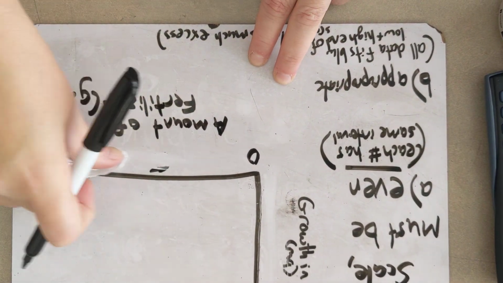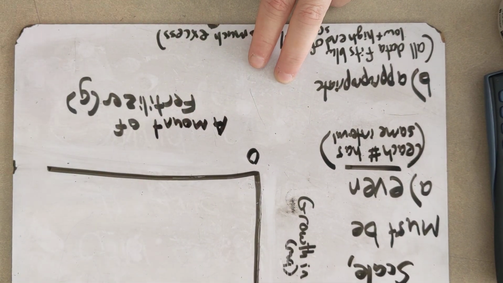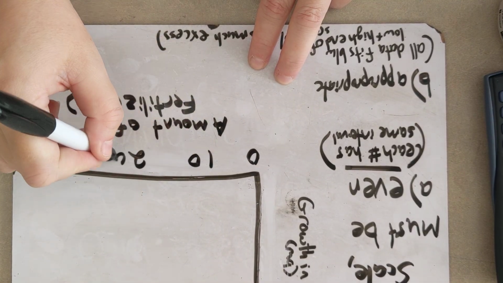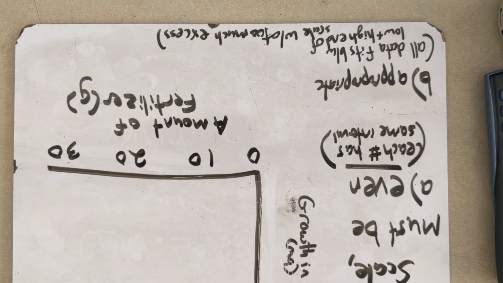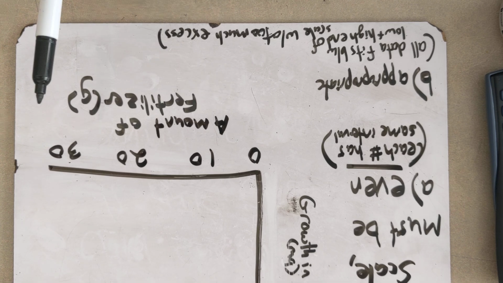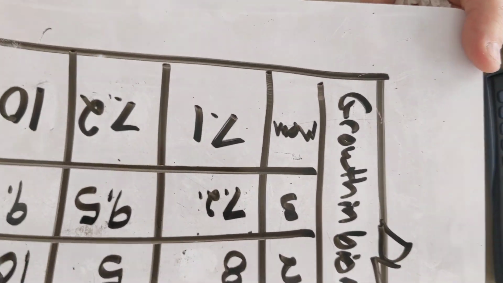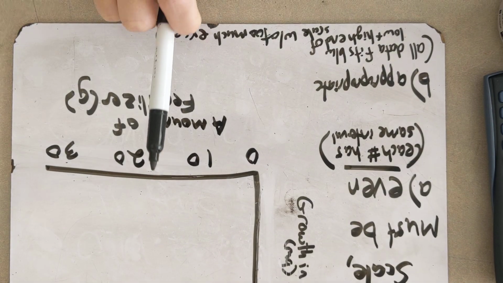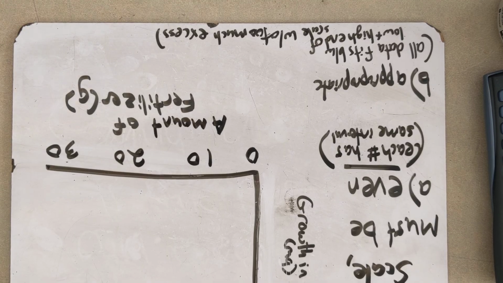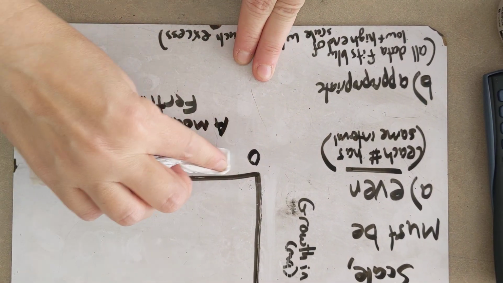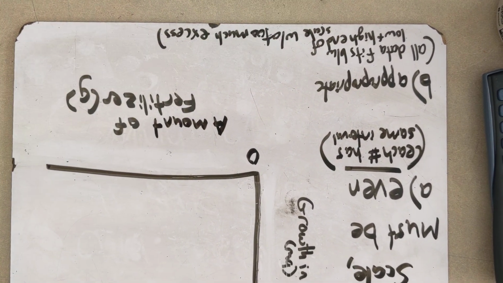Okay, so then what if I went by tens? 0, 10, 20, 30. That is, okay, cool, I can fit my data in, but the problem is I only need to go up to 15. So half of my graph is going to be empty. So that's an inappropriate scale because it's just too big.